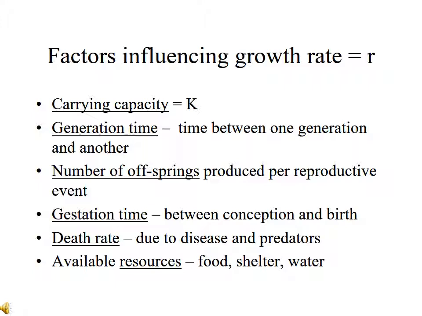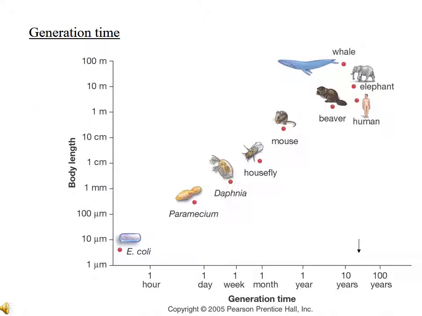So let's look in more detail at some of these factors that we just discussed. Let's look at the generation time. The generation time is the time that it takes for an organism to reproduce. E. coli, for example, takes no more than 20 minutes to double itself. The paramecium will reach maturity and then double within a day.